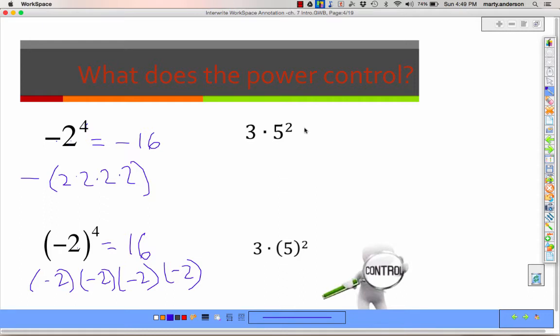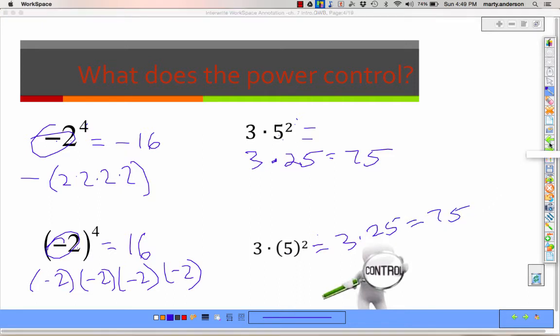This one tells me 5 squared. 5 squared is 25. 25 times 3. So this is 3 times 25, which is 75. This is the same thing. This tells me take the number 5 and square it, and then multiply it by 3. So really, you need to watch out with negatives. Those are always going to cause more of a problem. So this is also 3 times 25, which is 75.